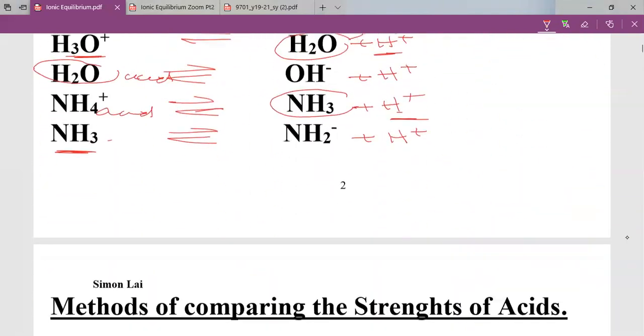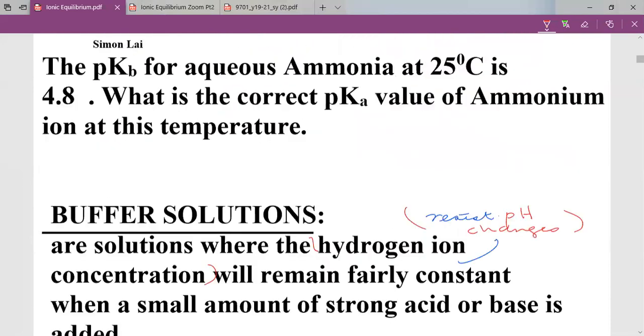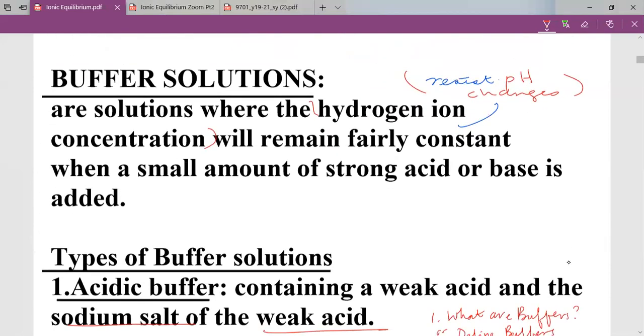I put down here in my total notes here, the definition. You can adjust it, right? Now, this is from the book. Buffer solutions are solutions. No, they're not solids, they are solutions. It means aqueous. They are solutions where the hydrogen ion concentration, or you can say the pH, will remain fairly constant or resist change. Two ways to put it.